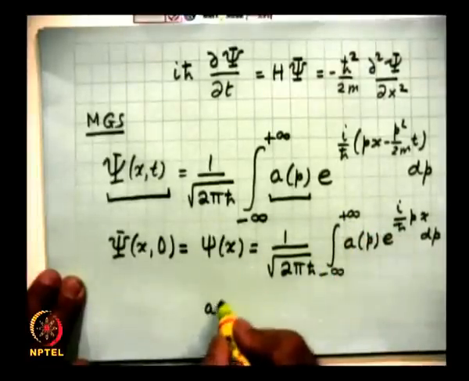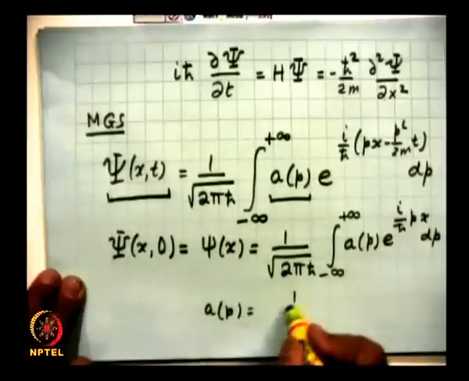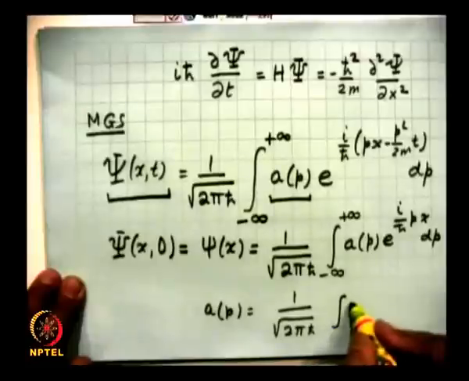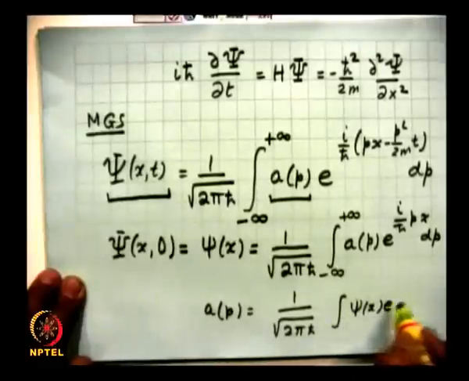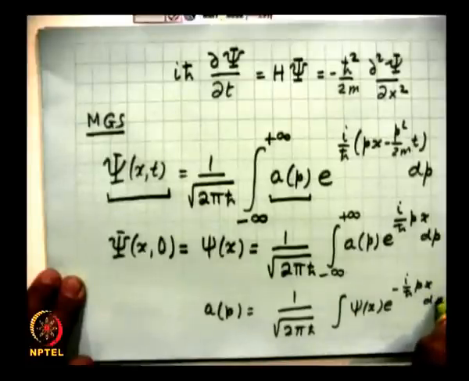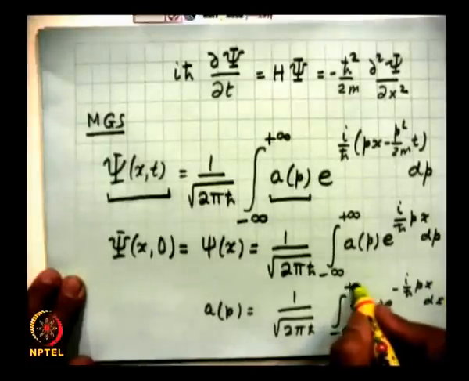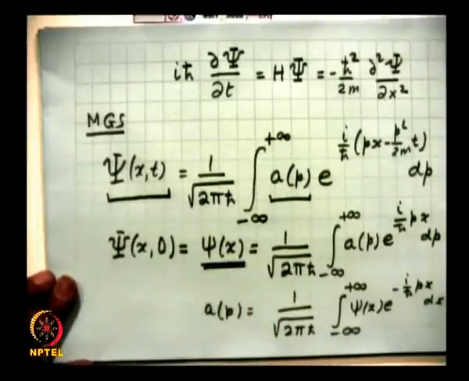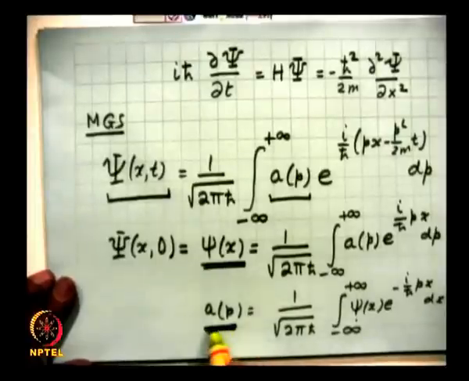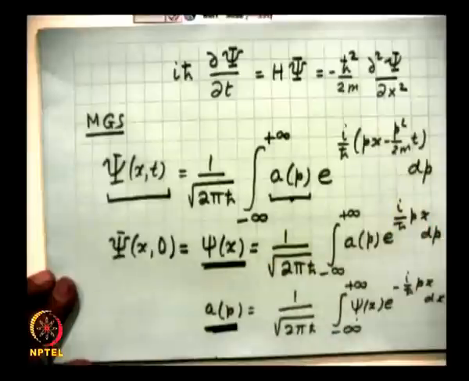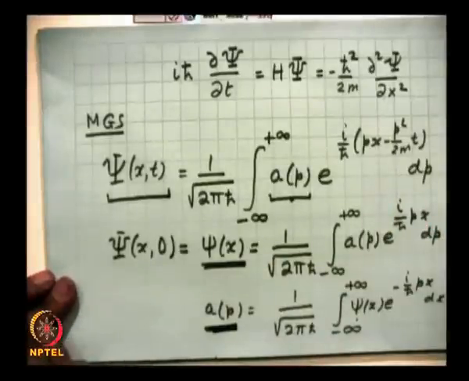So, then a of p is given by 1 over under root of 2 pi h cross. This we have derived, and we have psi of x e to the power of minus i by h cross p x dx, minus infinity to plus infinity. So, you tell me the wave function at time t equal to 0, then using that I will find out a of p. Once I have found out a of p, I will substitute it here and calculate psi of x comma t.